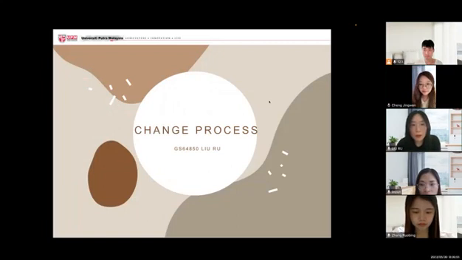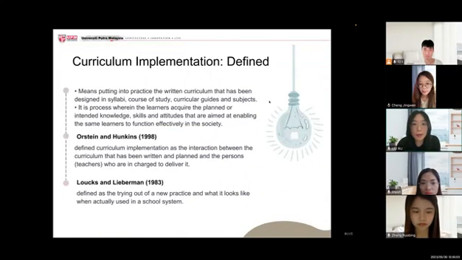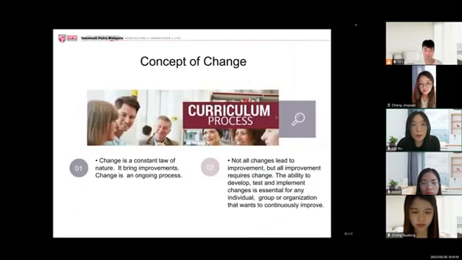Okay, hello everyone, I'm Liu Ru. My part is change process. Definition: as the previous classmates told us, what is curriculum implementation? It simply means that implementation should bring the desired change and improvement.